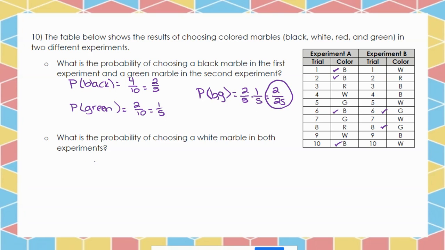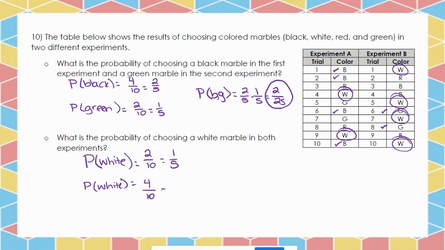Then it asks, what is the probability of choosing a white marble in both experiments? Well, let's find the probability of white in each one. So in our first experiment, white occurs 1, 2 times. So that is 2 times out of 10, and 2/10 simplifies to 1/5. In our second experiment, white occurs 1, 2, 3, 4 times. So that is 4 times out of 10.